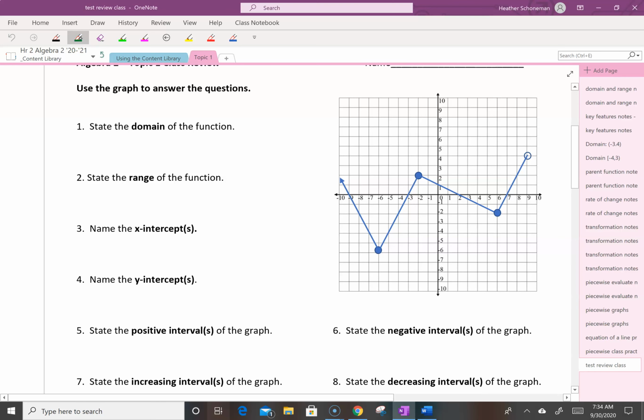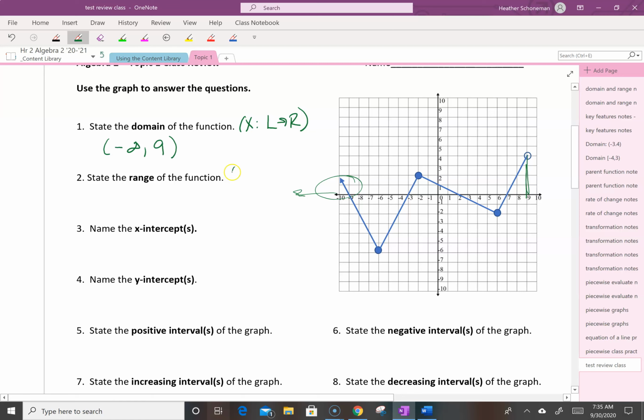For the domain, it is our x values, and you read them from left to right. As I look over here onto the left, I've got an arrow indicating that it's going to keep going out to the left. So my left side is negative infinity. On the right side, it stops at 9, so I have 9 and then parentheses.